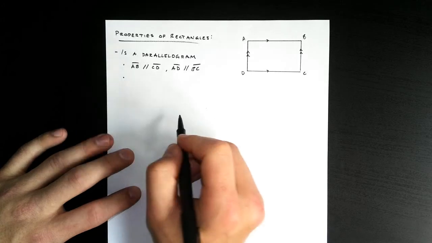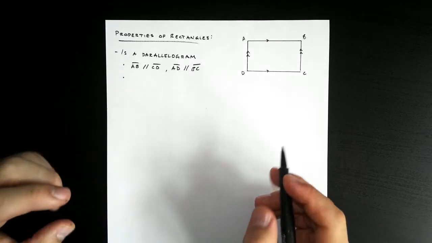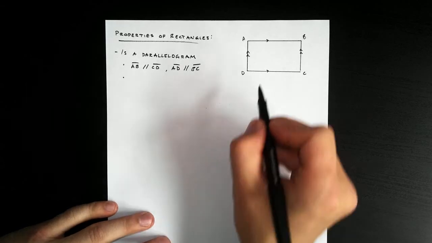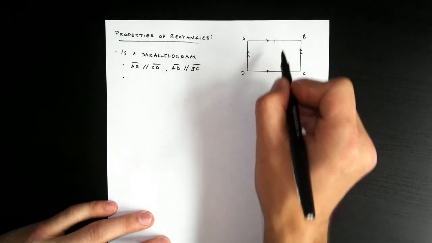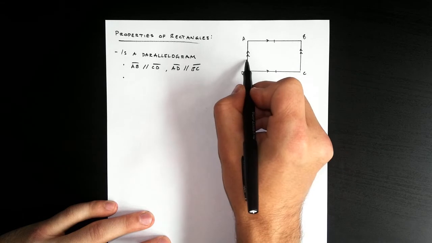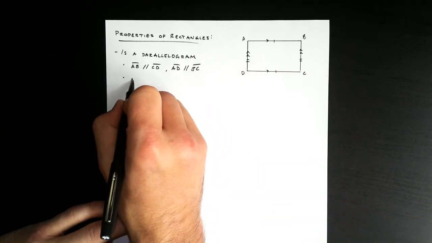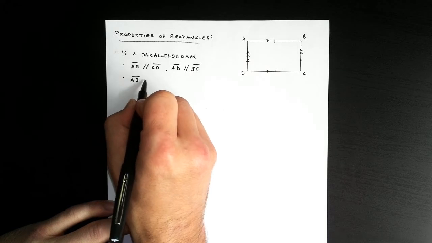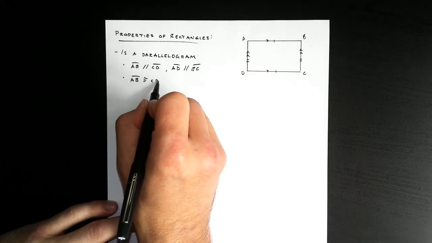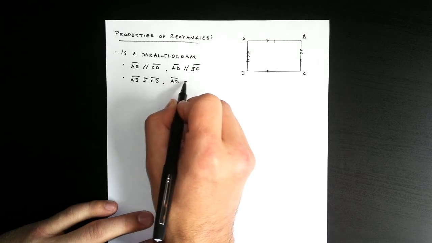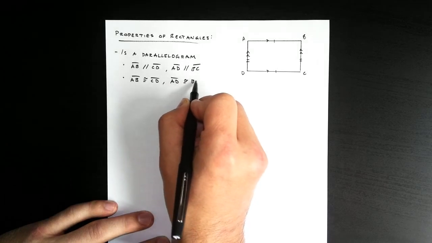Also, because it's a parallelogram, we have other properties that we got from theorems. Things like the opposite sides are congruent. So the top and bottom, they're congruent. And the left and the right side, these are congruent. So AB is congruent to CD, and AD is congruent to BC.